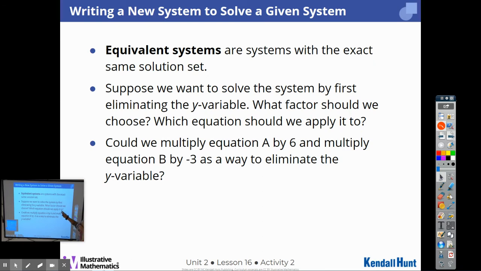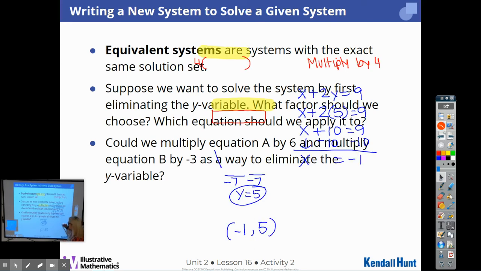So what we did there, we just created an equivalent system so that we had two original equations. We changed one to where we could use elimination, and that created an equivalent system that had the exact same solution as before. What if we didn't want to solve for y first and we wanted to solve for x first? Well, we could do that.